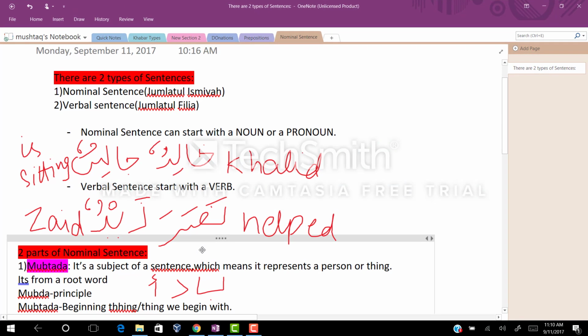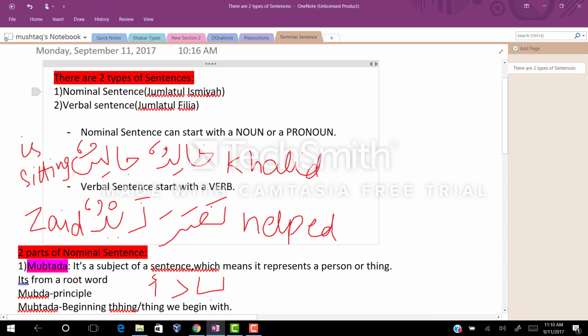So let me explain in detail. There are two types of sentences in Arabic. The first one is the nominal sentence, or Jumlatul Ismiyya, and the second one is the verbal sentence, or Jumlatul Fi'liya. The difference between them is that the nominal sentence can start with a noun or a pronoun. For example, Khalidun Jalisun. So Khalid is sitting, and the sentence is starting with a noun here. It's the proper name of a person, Khalid.